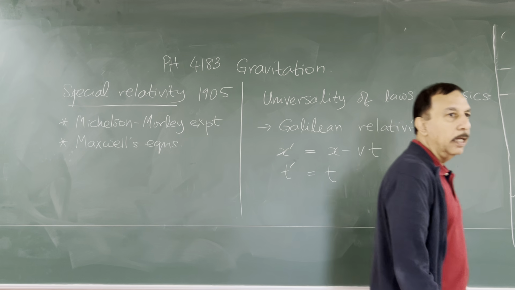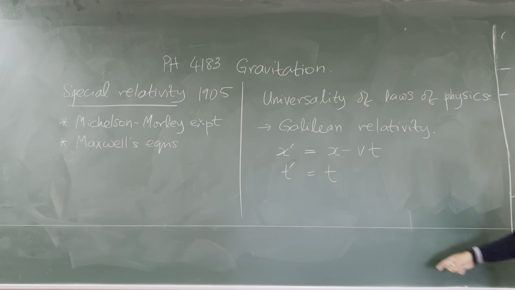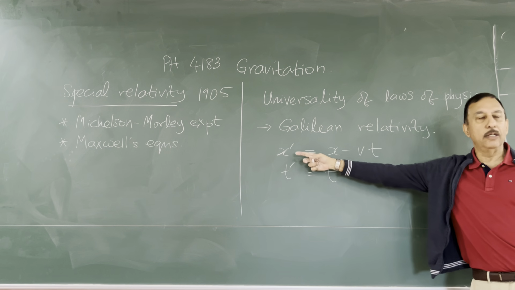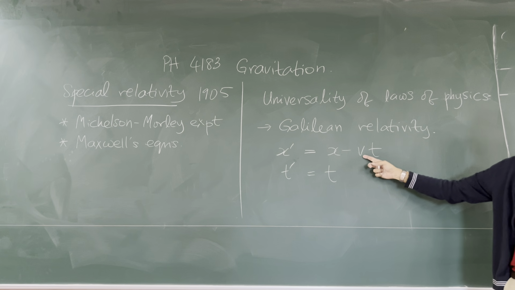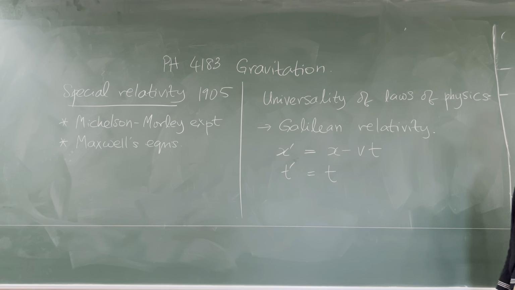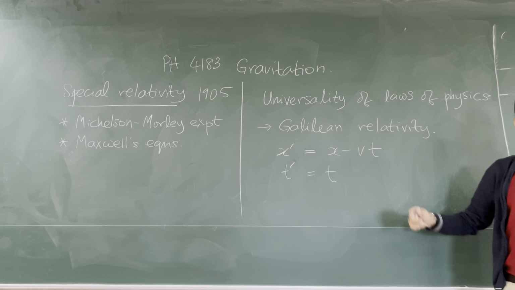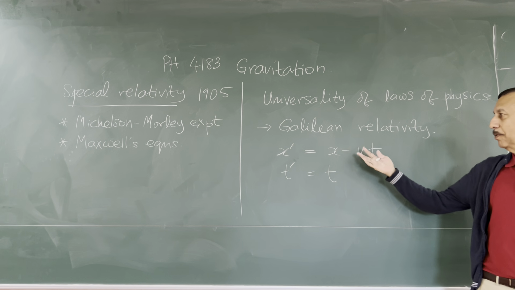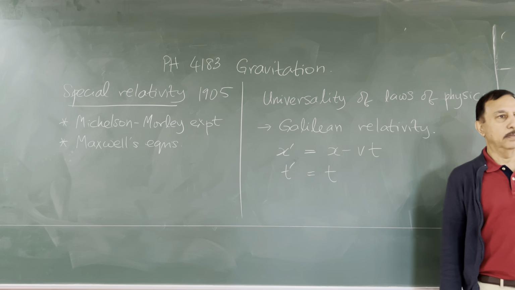And these are called Galilean transformations. So the fact that x prime, x in the new frame, is x minus vt, where v is the velocity of that frame with respect to the other one. The fact that x prime is not the same as x is exactly the fact that a stationary observer in one frame will be moving in another frame.